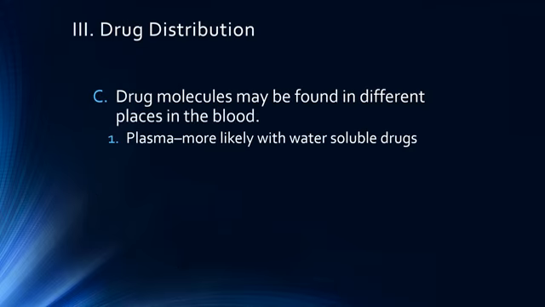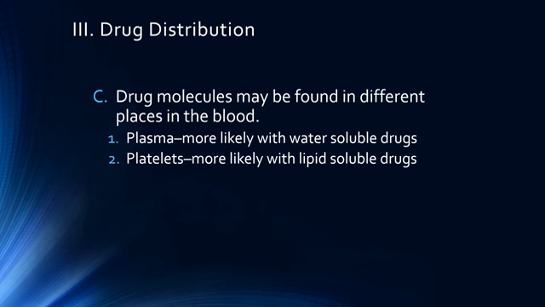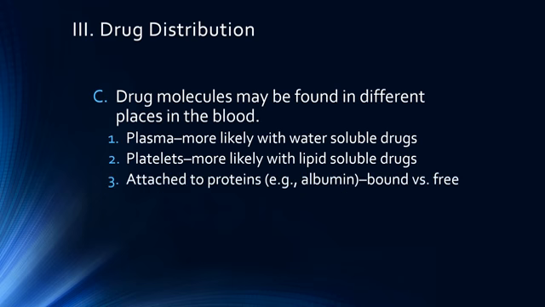Drug molecules can be found in different places in the blood. Plasma is, of course, more likely with water-soluble drugs. Plasma is really more water-based. Platelets are more likely with lipid-soluble drugs. That is, drugs are likely to end up in platelets if they are lipid-soluble.